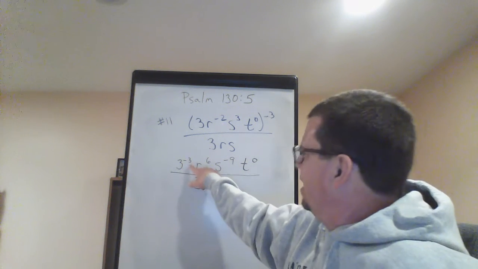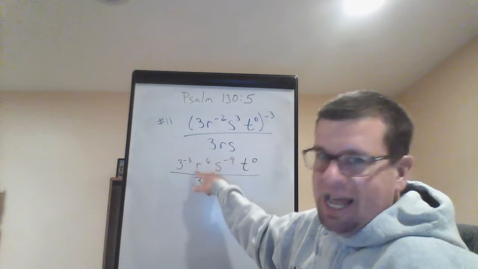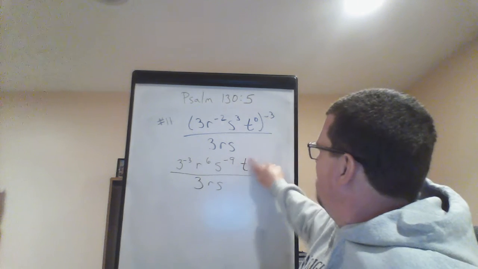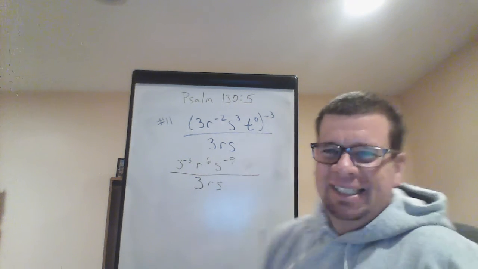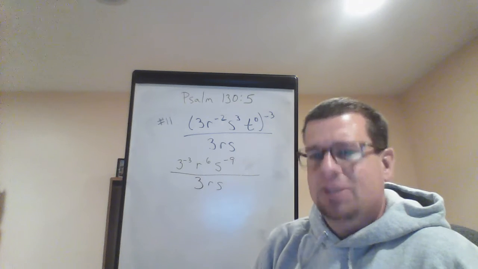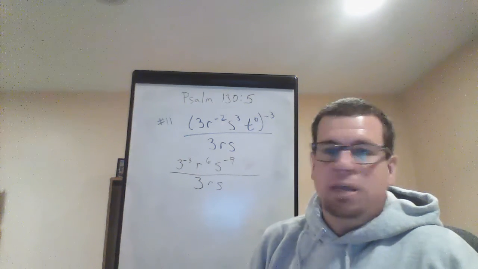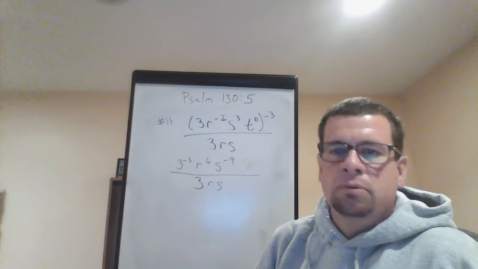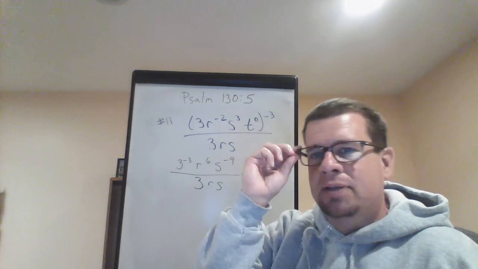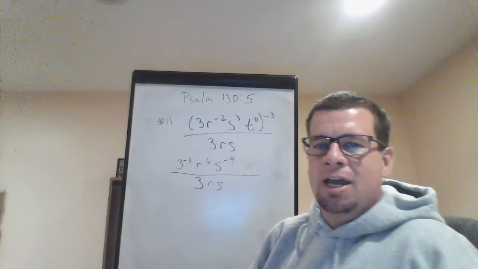Since we're multiplying, it's 3 to the -3rd times r to the 6th times s to the -9th times 1. If I multiply something by 1, it really doesn't change things. So I'm just going to eliminate that t to the 0. Again, if t were 0, then this can't be solved, because 0 to the 0 power is mathematically undefined. It's kind of like division by 0. So here's what I've got.